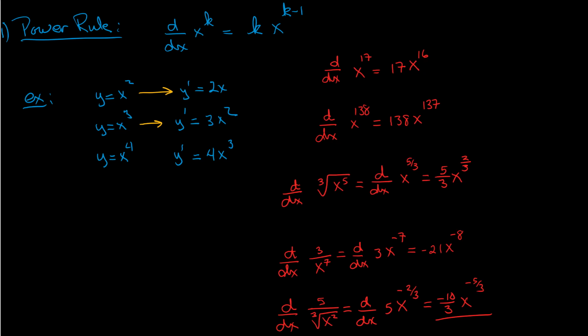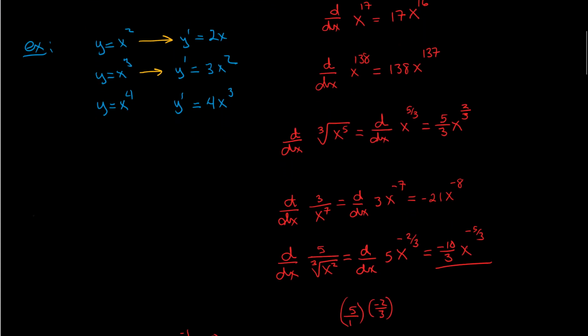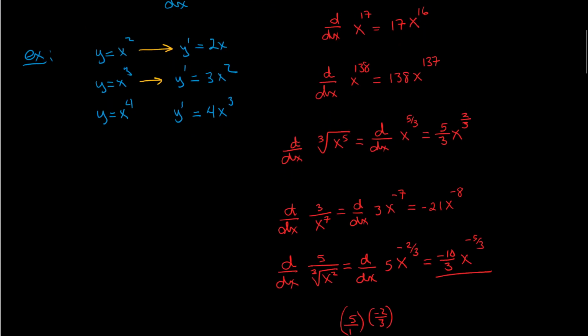You may have run across this process for computing derivatives in high school. If you didn't, that's okay. That's why you're here. Over on the right-hand side here, written in red, let's take a look at a couple of examples and work through these. In the first case, we have the derivative, d over dx, of x to the 17th power. Well, you bring the exponent out front as a coefficient.